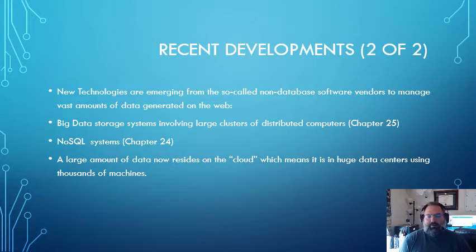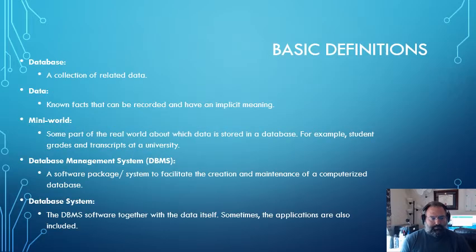Big data storage systems involve large clusters of distributed computers. We'll talk about that in chapter 25. NoSQL is an exemplar of that sort of approach where data is stored in a schemaless or schema on read fashion using different sort of concurrency control models, and we'll talk about those as well. A large amount of data now resides in the cloud, which is computational centers in data centers that are outside of an organization, accessed typically over the internet, to the point that traditional data centers are becoming a thing of the past. And there's lots of reasons for that, a bit beyond the scope of this course, but cloud computing has revolutionized every aspect of this industry, including databases.